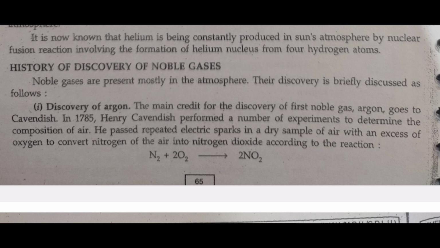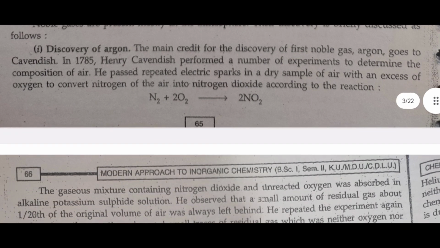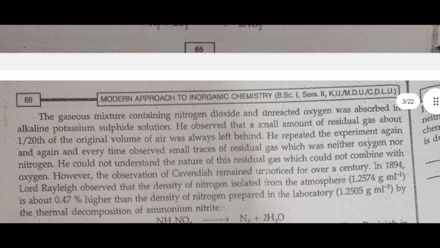History of discovery of noble gases. Noble gases are present mostly in the atmosphere. Their discovery is briefly discussed as follows. Discovery of argon. The main credit for the discovery of the first noble gas, argon, goes to Cavendish in 1785. Henry Cavendish performed a number of experiments to determine the composition of air.